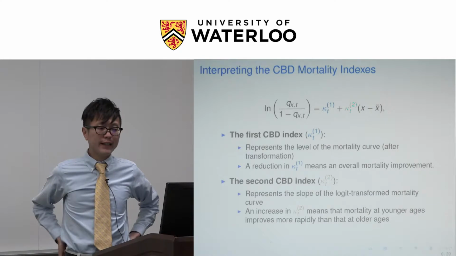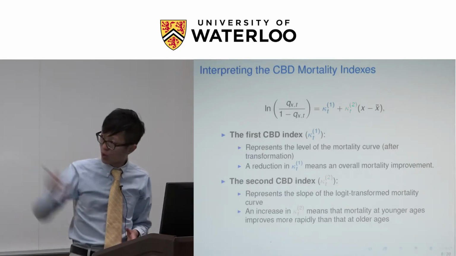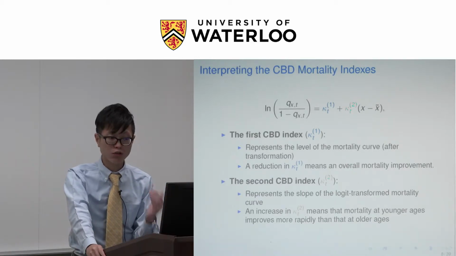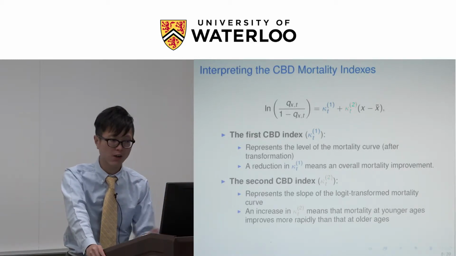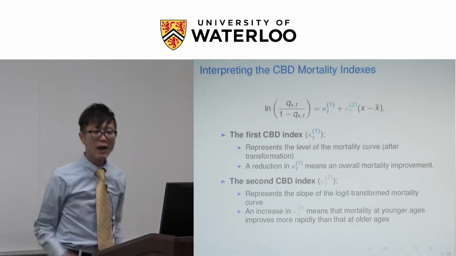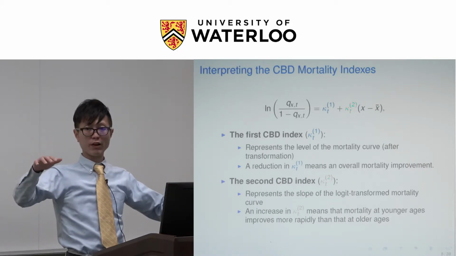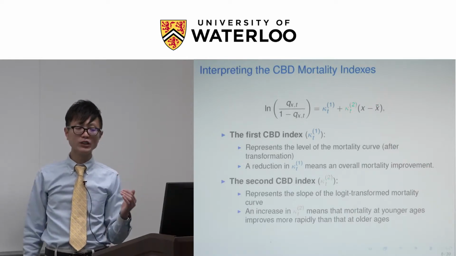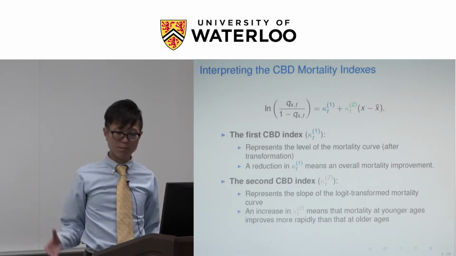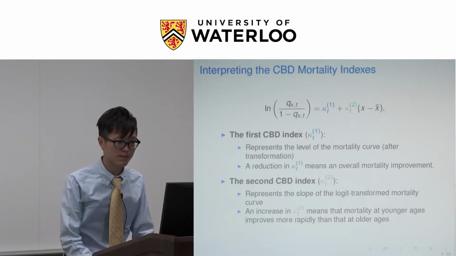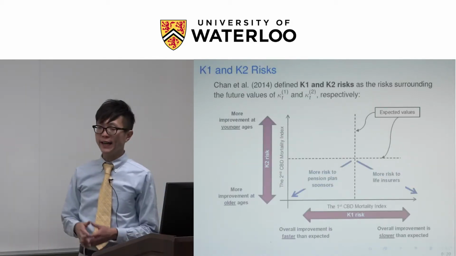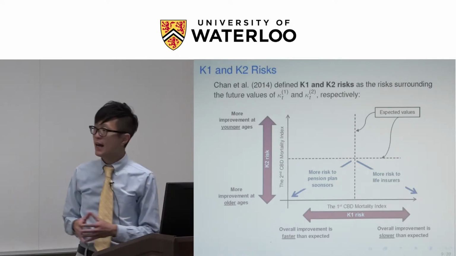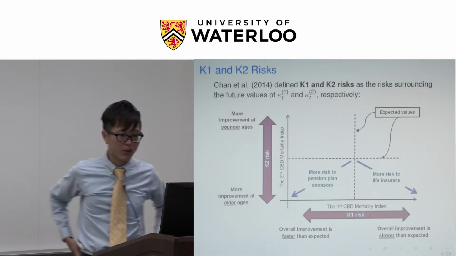The second CBD index, which is highlighted in green, on the other hand, represents the gradient of the logit transformed mortality curve. And because of this, an increase in the second index means that mortality at younger ages improves more rapidly than at older ages. Well, I think the intuitions behind the first and second CBD indices can be seen more readily from this diagram.